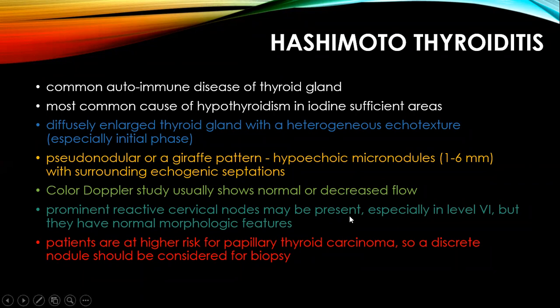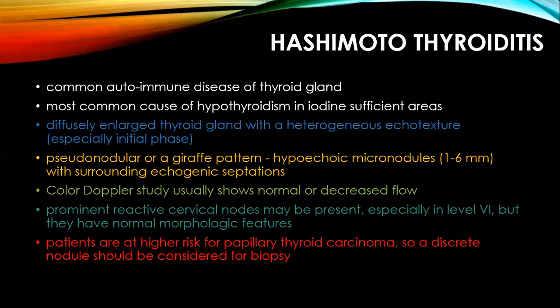So our gland on ultrasound is diffusely enlarged and has a heterogeneous echotexture. This results from fibrosis of the gland, which gives us the heterogeneous echotexture. So we'll get echogenic fibrous strands on the ultrasound image. It can also give us what is called the giraffe pattern, which is a pseudonodular pattern. We have small hypoechoic micronodules, approximately 1 to 6 millimeters, surrounded by echogenic septations. That gives it the giraffe pattern.